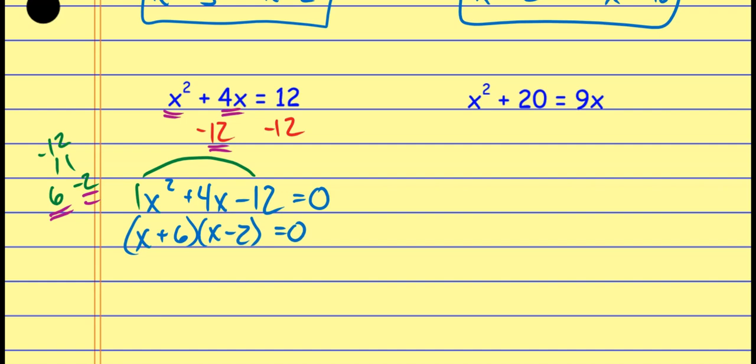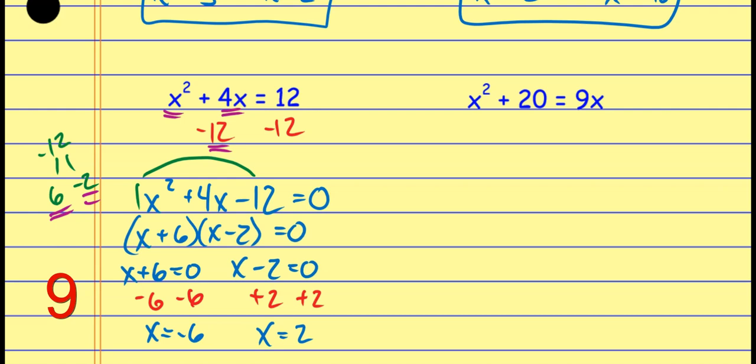And so now I set each factor equal to 0 and solve, okay? This is the actual solving step, when I set each one equal to 0, and I solve the 2 small equations that I have. Subtract 6 from each side. Over here, add the 2 to each side. And there it is. There's my 2 answers, okay?